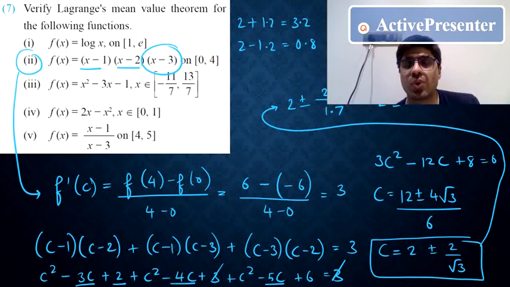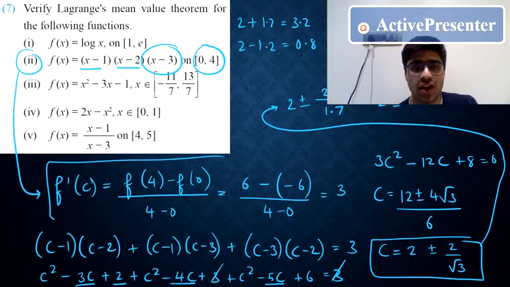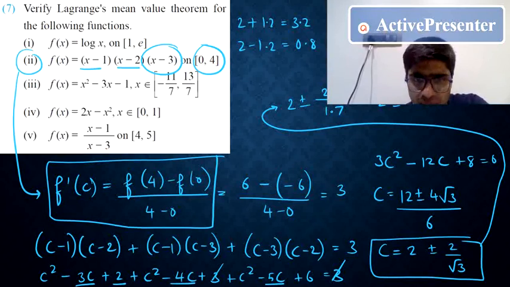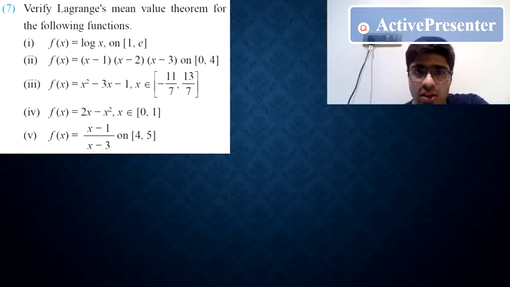So at least there is one value existing in the given interval where the condition of f dash C being equal to f b minus f a upon b minus a will be satisfied, and that is how we are verifying Lagrange's mean value theorem. Let's continue a little more quickly with the third question.